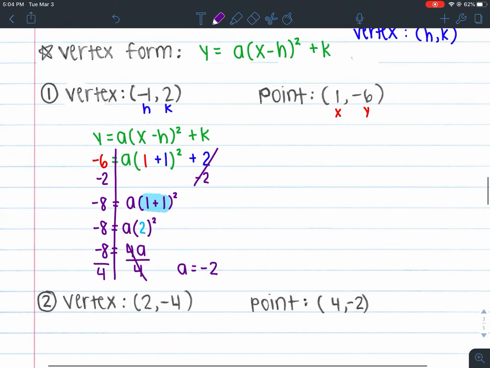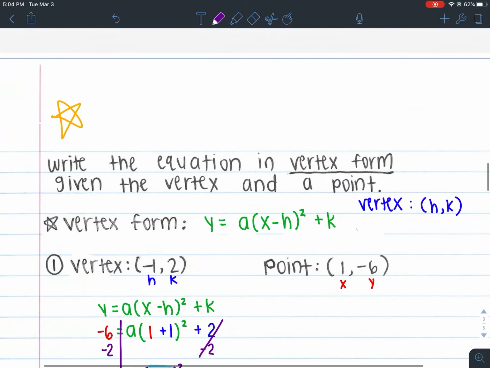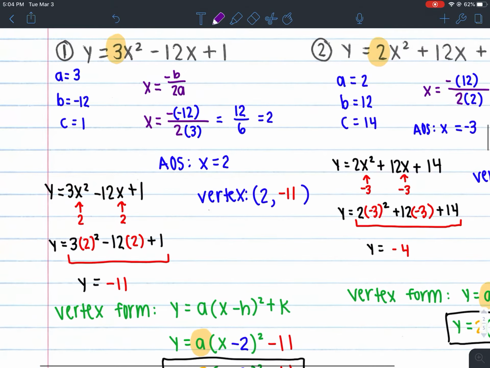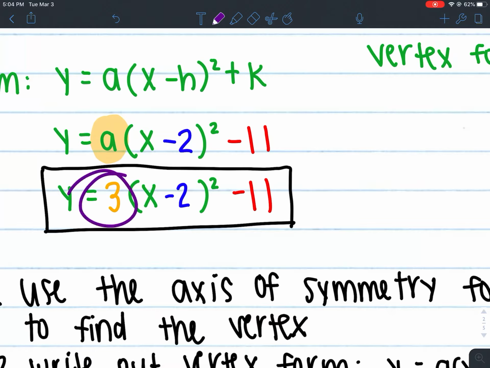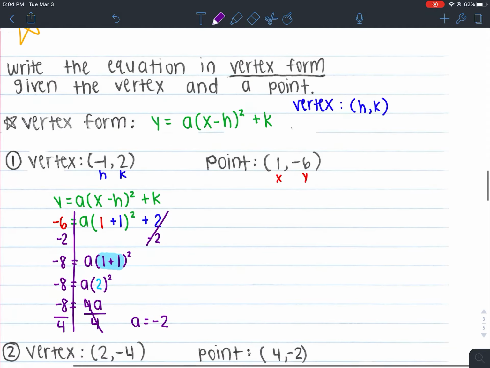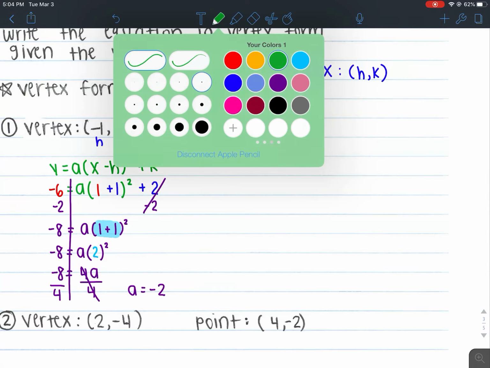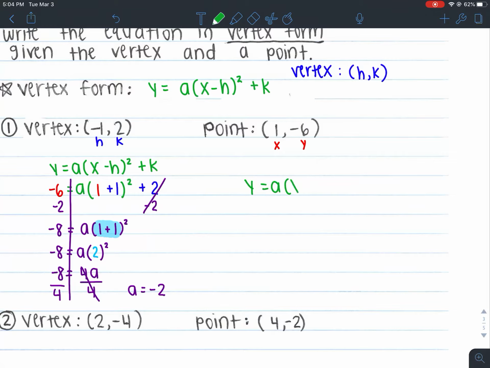Is this my answer? No. Back when we did vertex form, I was given standard form and I found the vertex. Once I found that vertex, what did I do? I plugged in the vertex, but I also had to plug in the a as well. So right now, we have y equals a(x minus h) squared plus k. Now I have y equals, do I know the a this time? Yes, it's -2. And then I have parentheses x, what's my h? That's +1.